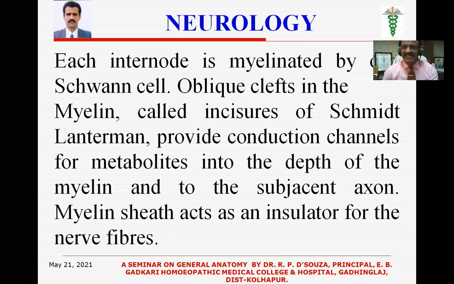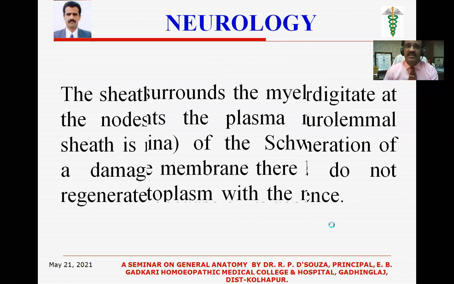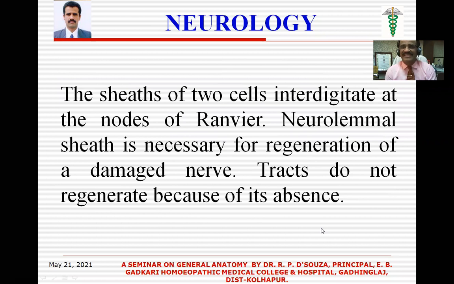Myelin sheath acts as an insulator for the nerve fiber. And next, third is the neurolemmal sheath. The neurolemmal sheath, sheath of Schwann, surrounds the myelin sheath. It represents the plasma membrane of the Schwann cell. Beneath the membrane, there lies a thin layer of cytoplasm with the nucleus of the Schwann cell. The sheaths of two cells interdigitate at the nodes of Ranvier. The neurolemmal sheath is necessary for regeneration of a damaged nerve. Tracts do not regenerate because of its absence.